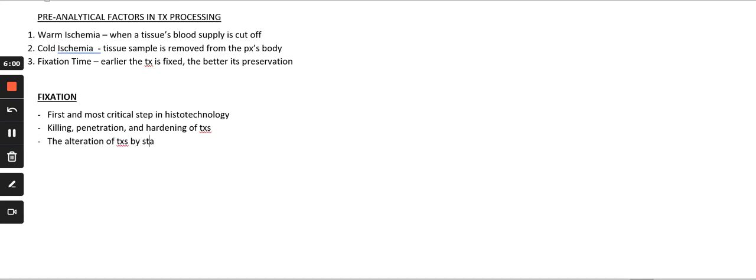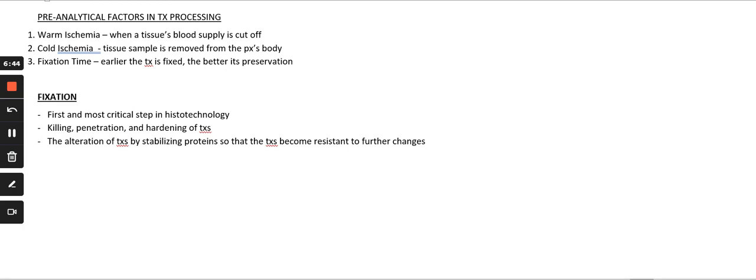How do you alter the tissues? By stabilizing proteins so that the tissues become resistant to further changes. Okay, so examples of further changes, we have degeneration, decomposition, putrefaction. We also have tissue distortion, right? So again, it is the alteration of the tissue by stabilizing proteins. We have to stabilize the proteins so that the tissues become resistant to further changes, further damage, and so forth.